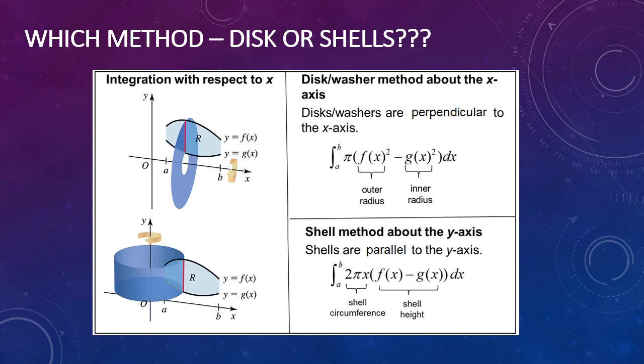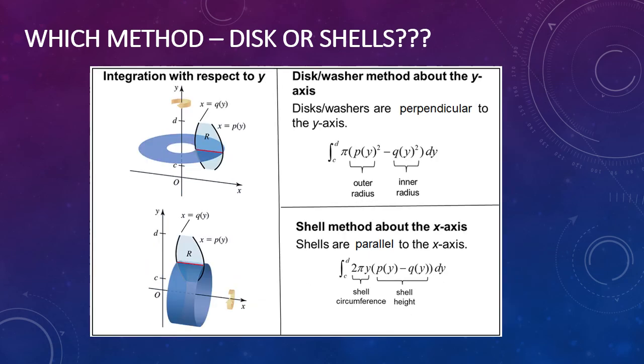So what's happening is that the disc and washer method revolves around the axis or a line that's equivalent with what you're integrating with respect to. And you'll see that in the next slide. Here, where we're integrating with respect to y, again, the disc and washer method is revolving around the variable which we're integrating with respect to, in this case, y.